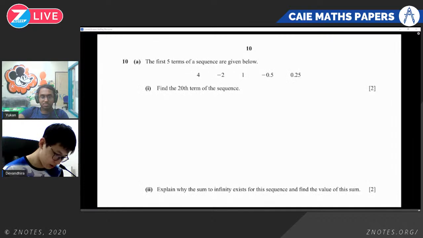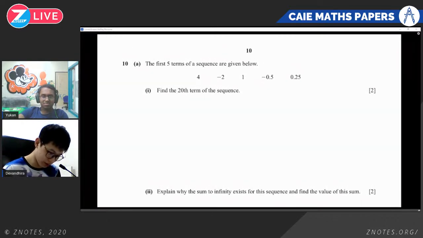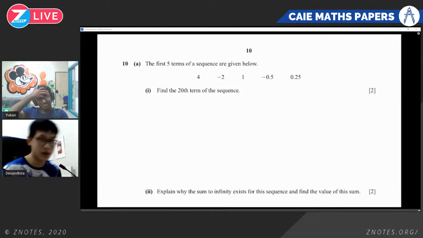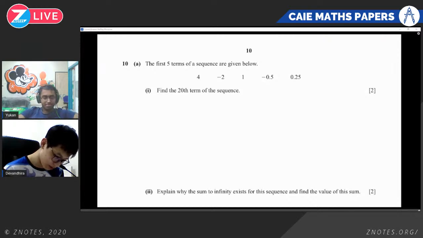Okay. Sequences, new to the syllabus, new in 2020, right? We didn't have this back when we did additional maths. The first 5 terms of a sequence are given below: 4, minus 2, 1, minus 0.5, and 0.25. Find the 20th term of the sequence.